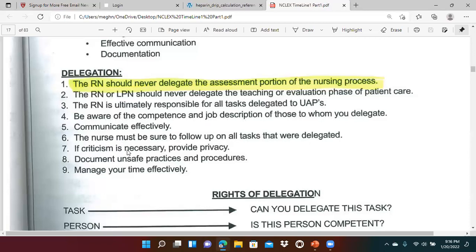If criticism is necessary, it should be private. It means if you do something wrong, the team leader will not correct you in front of the patient. They call you, go to a private area, and then explain. It is very important. Document the unsafe practice and procedure. Manage your time very effectively.